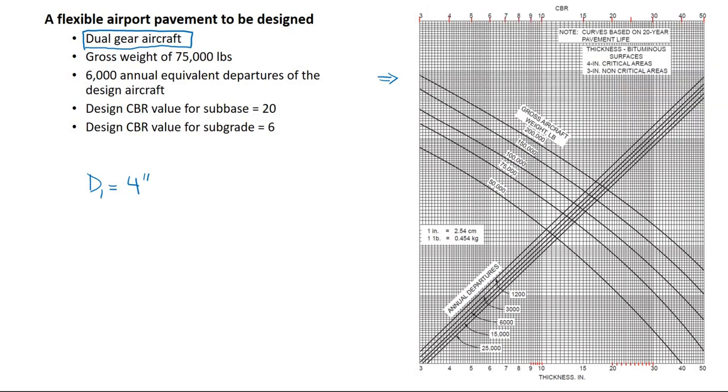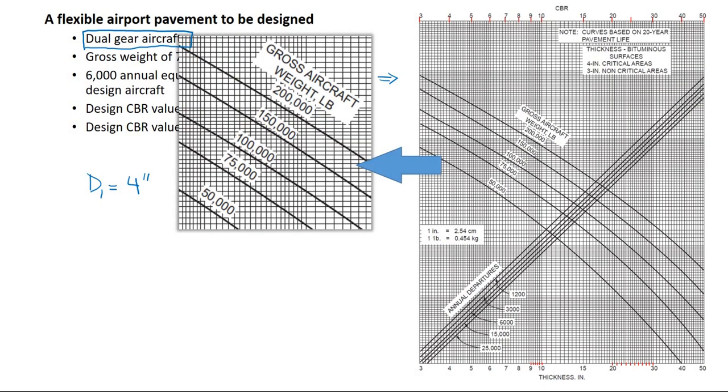Next, if you focus on this graph, there are some lines which are going down with a negative slope. These are the aircraft gross weights. The weights are 50,000, 75,000, 100,000, 150,000, and 200,000. Our aircraft in this problem is 75,000, so we are going to use this line.